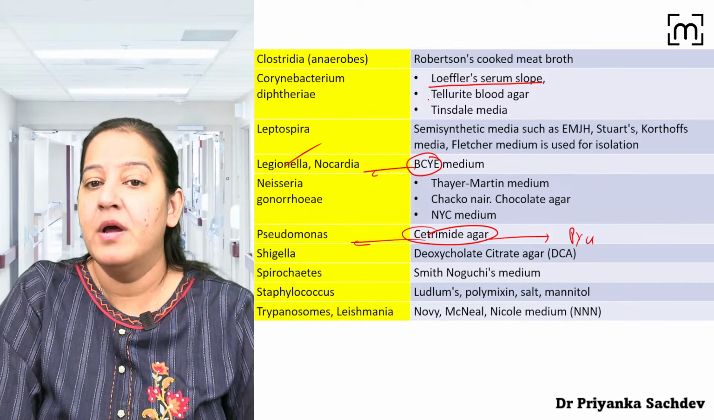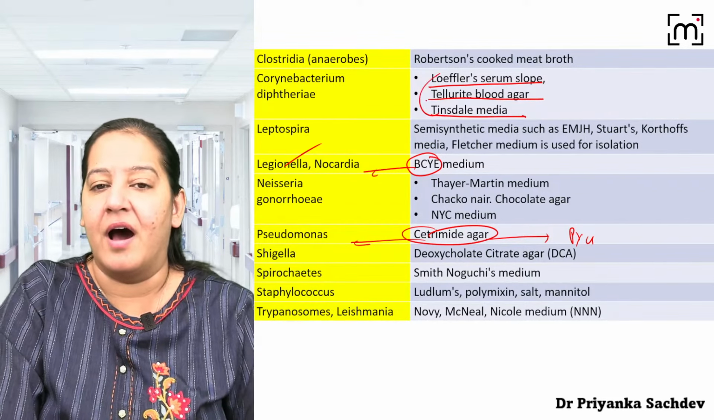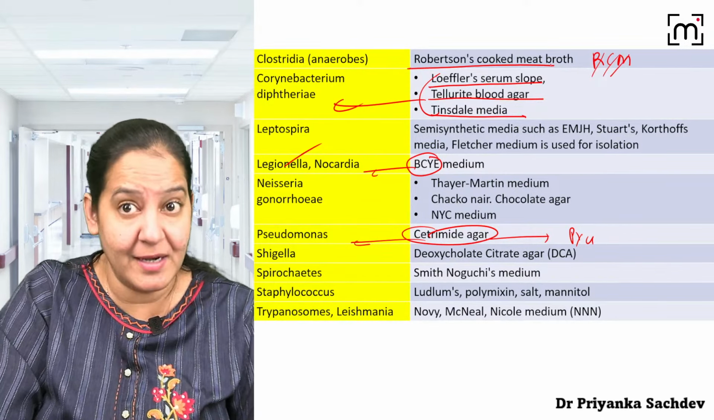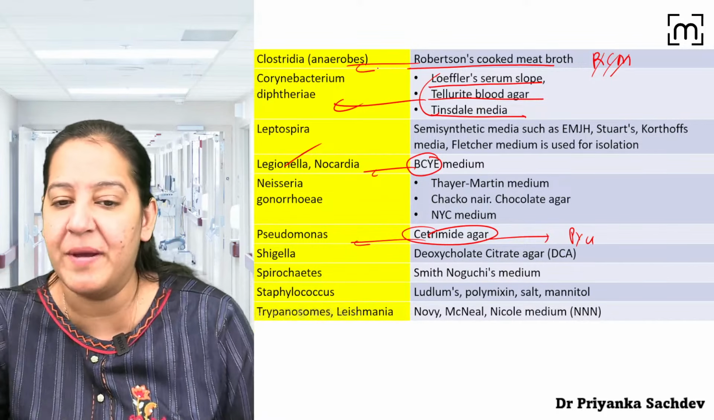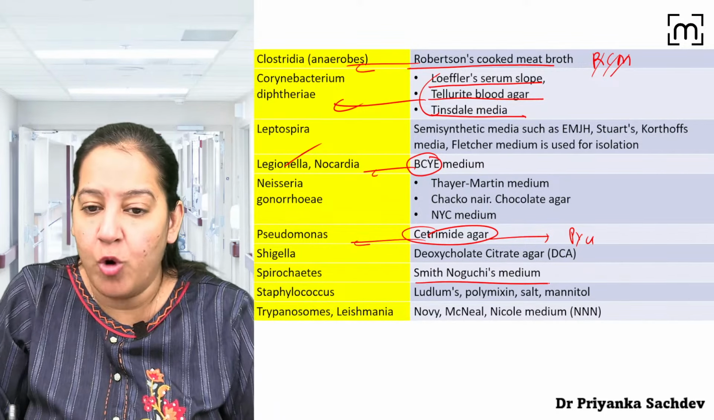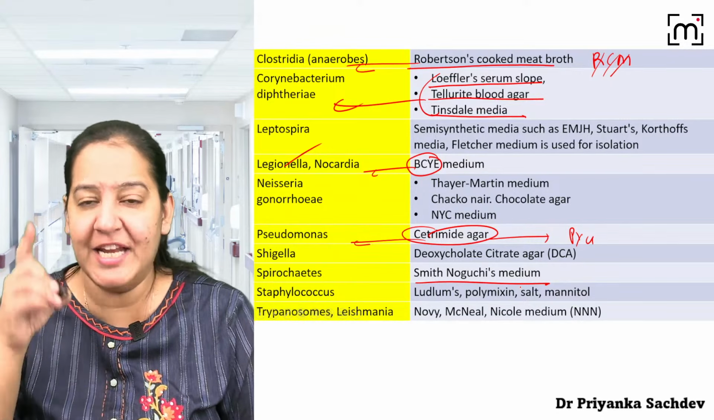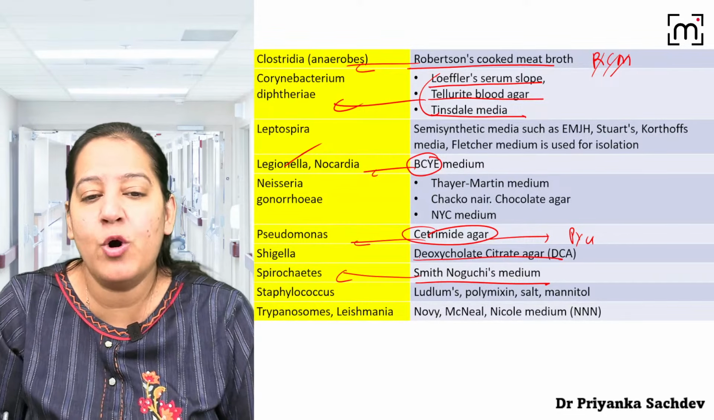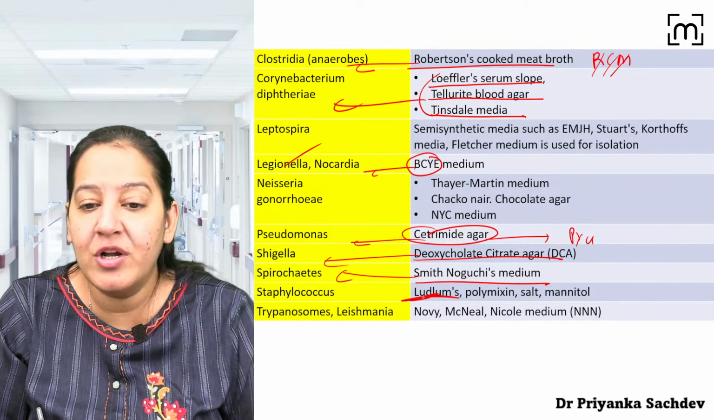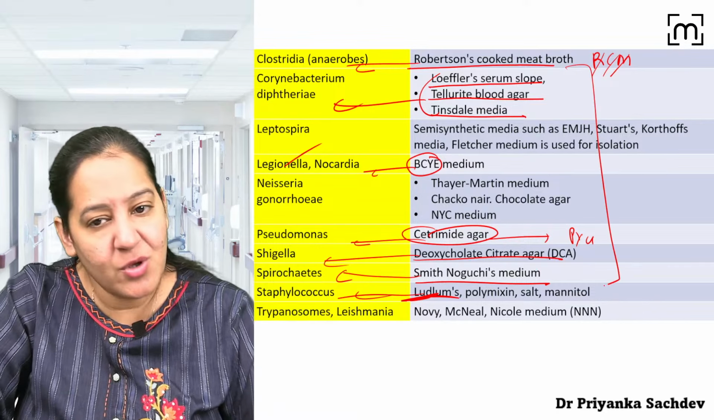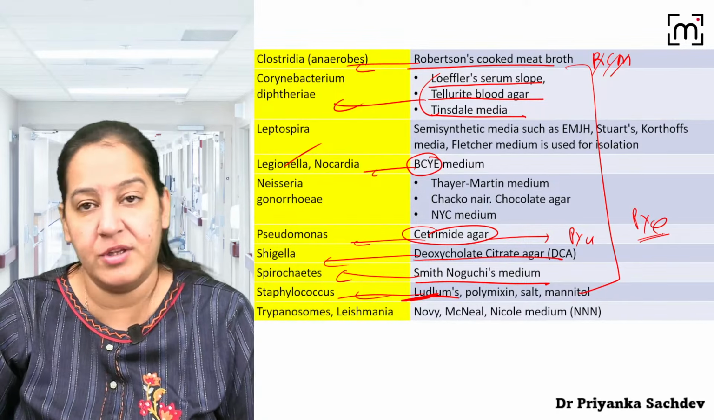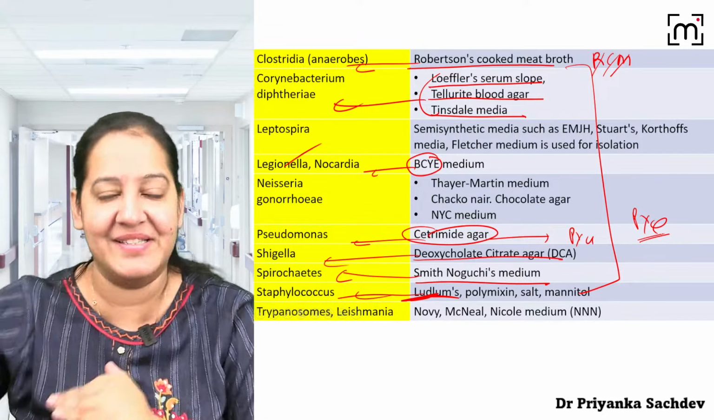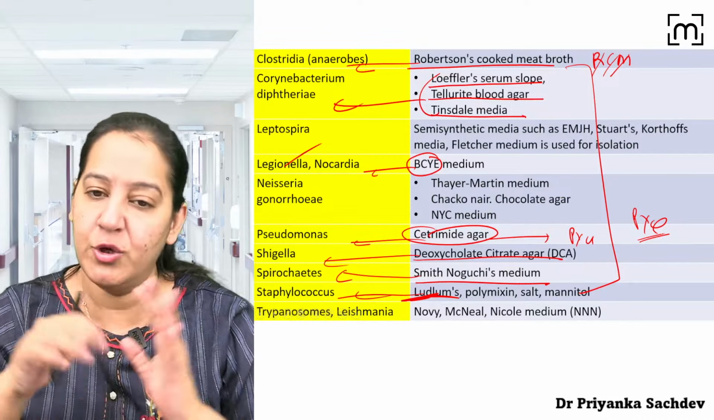Loeffler's serum slope, tellurite agar, Tinsdale agar, they are for Corynebacterium. Robertson cooked meat agar, RCM, is for Clostridia. It's the anaerobic medium, right? Smith-Noguchi. This one is not an FMG but a NEET PG PYQ. Smith-Noguchi is for spirochetes, right? DCA, deoxycholate agar, is for Shigella. Ludlam's is for Staphylococcus. These all are your PYQs. Now there are 2 options: either solve PYQs one by one, or compile the list at one place and revise that list. I guess this method is more useful. You just revise this list.